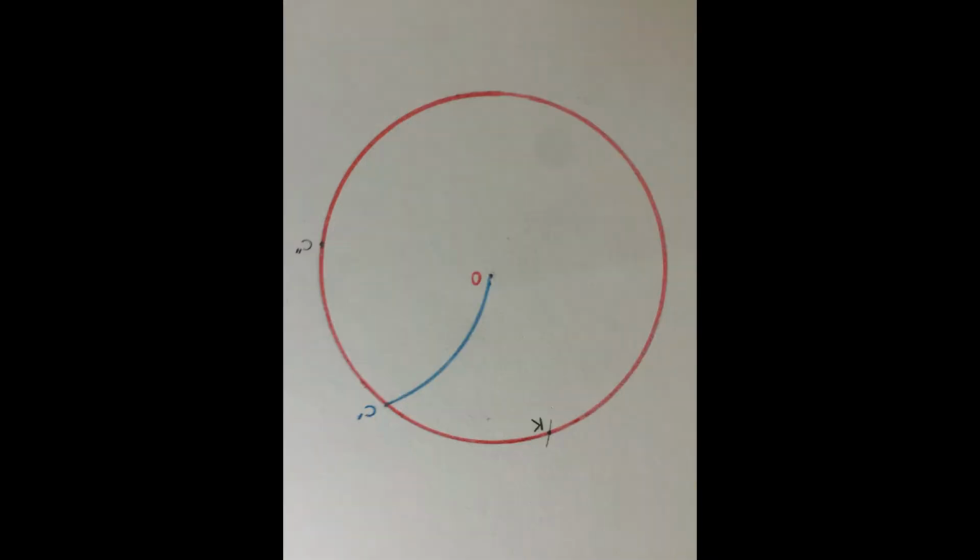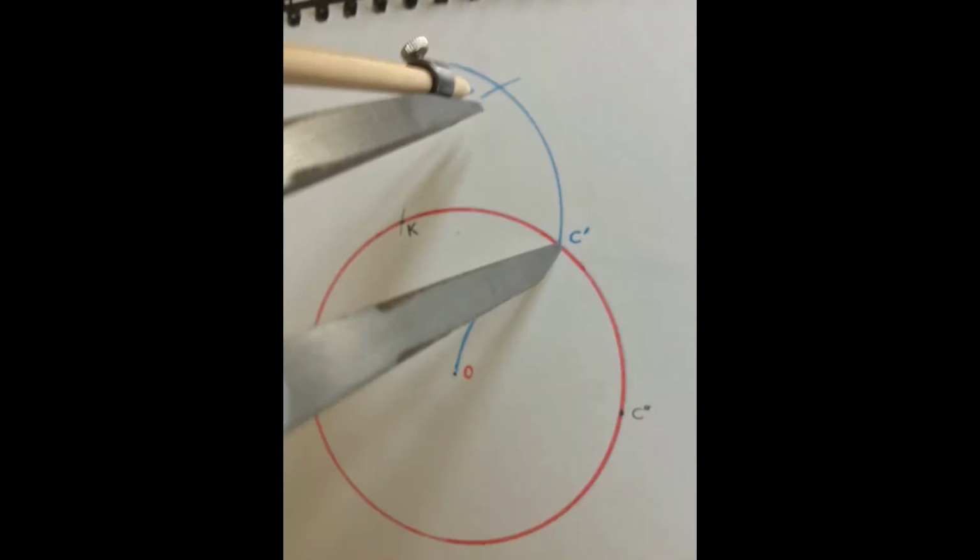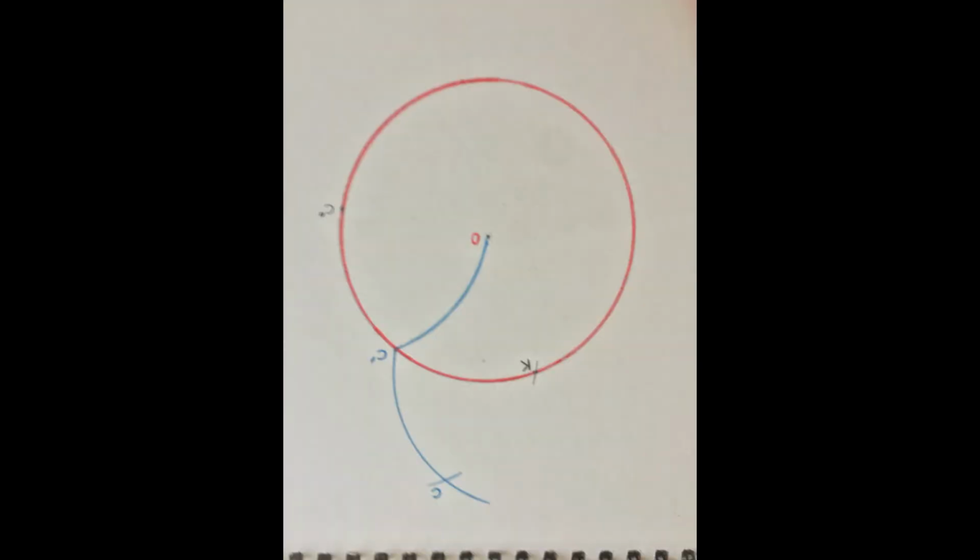With the same compass spacing and pointing at C', I cut the circle at K. I point the compass at K and draw an outer arc of a circle from C'. I point my compass in C', and with the same compass spacing, I cut the arc of a circle in C. I thus obtain the arc of a circle C'C.